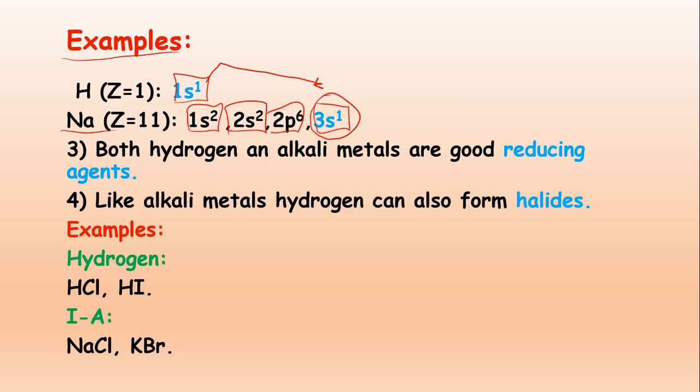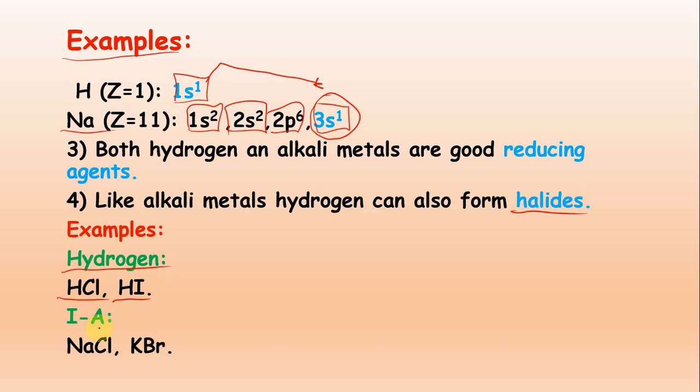Fourth property is that like alkali metals, hydrogen can also form halides. Halides means compounds with the 7th A group. Look at here, hydrogen will react with halogens to produce halides like HCl, hydrogen iodide. Chlorine and iodine are the halogens.